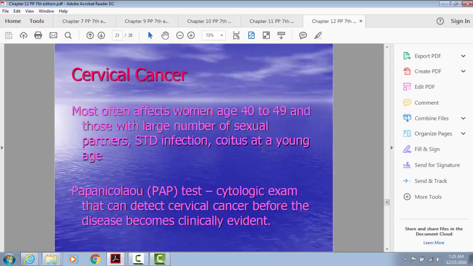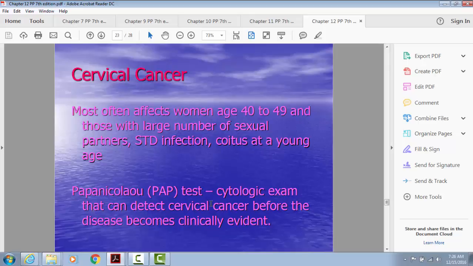So the test that we do to check for cervical cancer is called a Papanicolaou test, or a PAP test. It got the abbreviated name PAP because most people can't say Papanicolaou, but how did it get that name? It was named after the man who invented the test, George Papanicolaou. Basically the test is a cytologic exam that can detect cervical cancer before it becomes clinically evident.